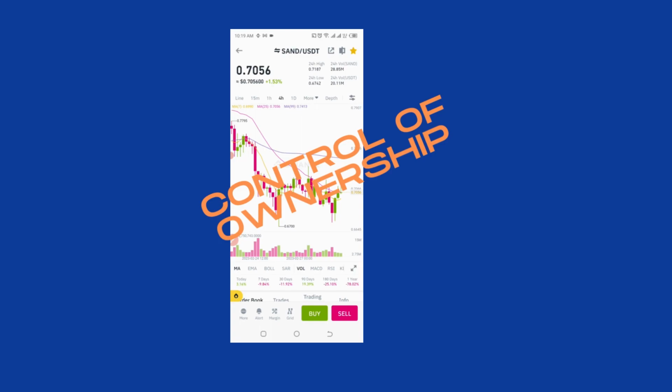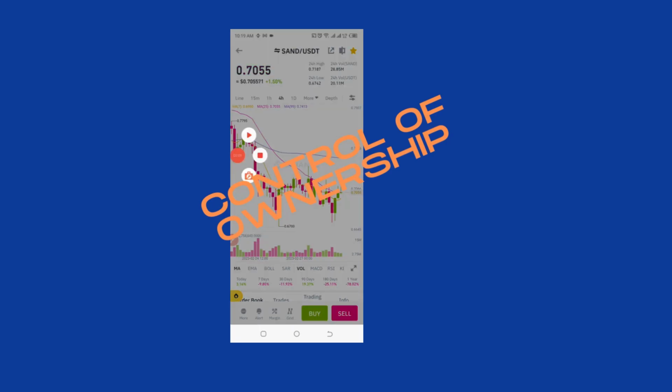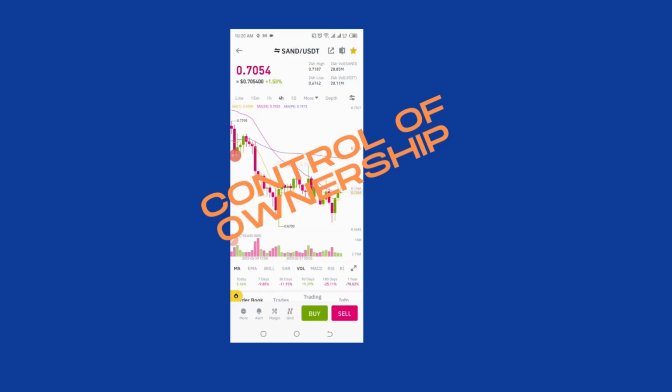Well, decentralized exchanges are typically open source and do not have control points. They do not have control over your money. Instead, they are run by a network of users who collectively govern the exchange. So it is not one person who processes your money. That is one of the differences, the control of ownership.